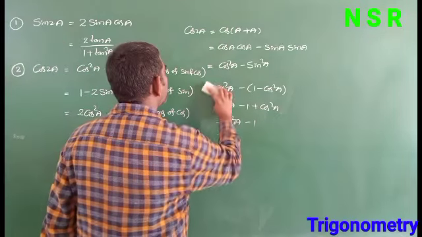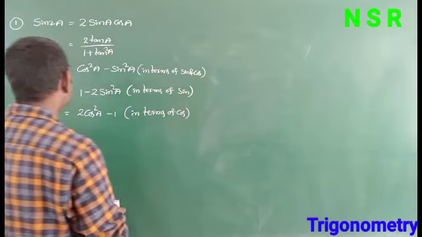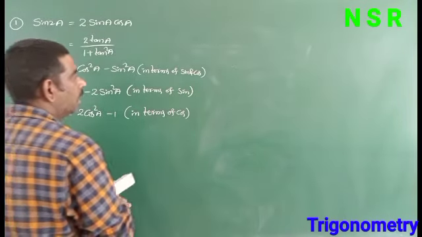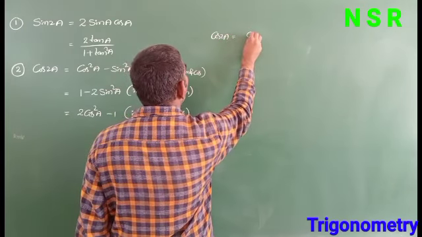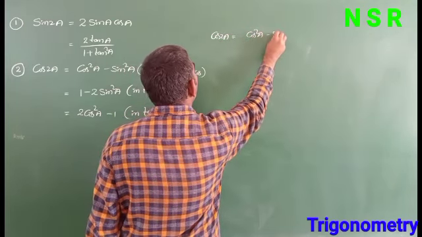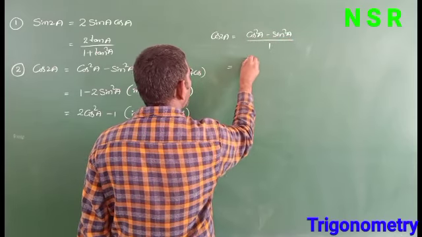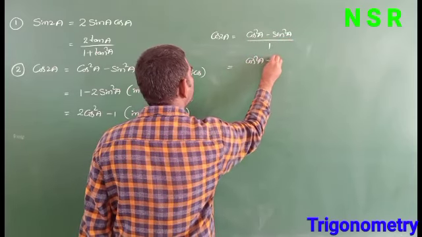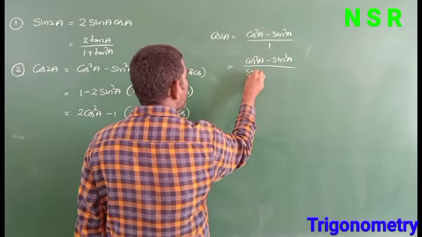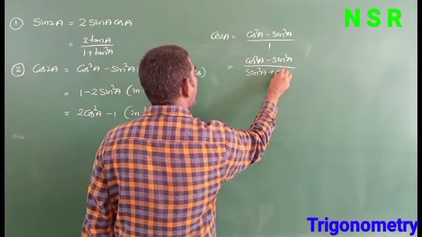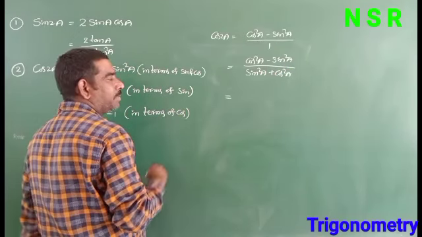So next, in terms of tan. Next, the cos 2a formula, write in terms of tan. So cos 2a equals cos square a minus sin square a. Write the denominator as 1, and in place of 1, write sin square a plus cos square a. So we get cos square a minus sin square a by sin square a plus cos square a.